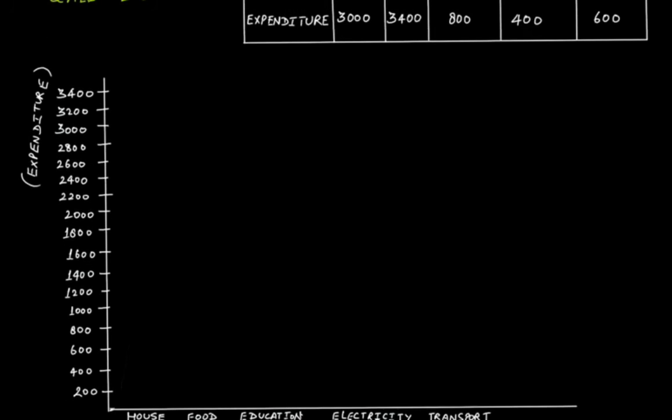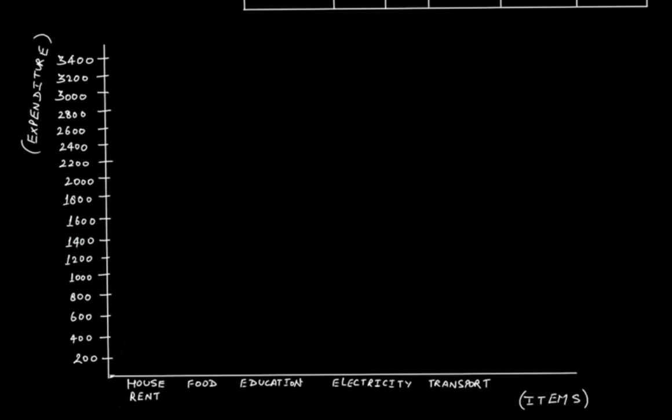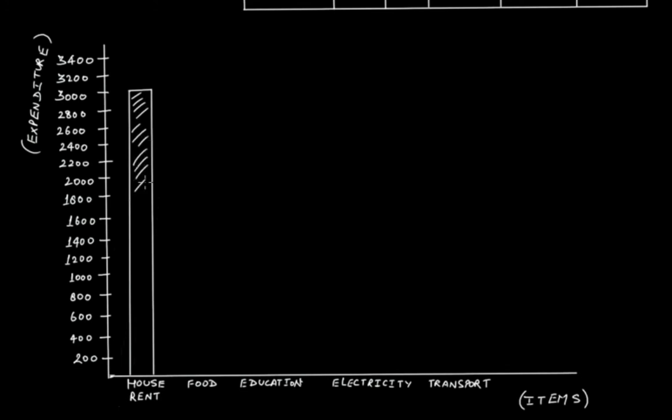So in the case of house rent it is 3000. So this is our house rent, and this is where the height of this bar should be. So this is 3000. Okay, so this is for the house rent.